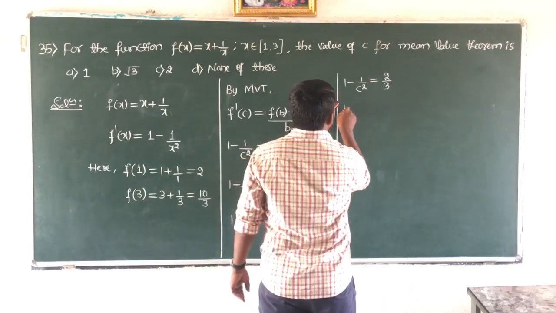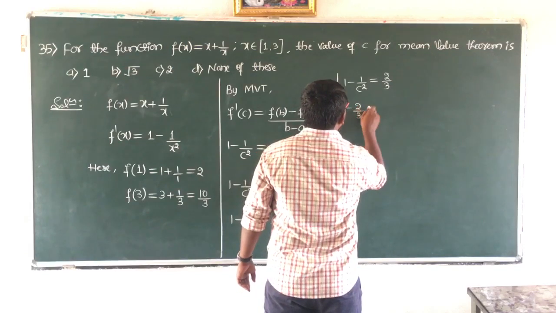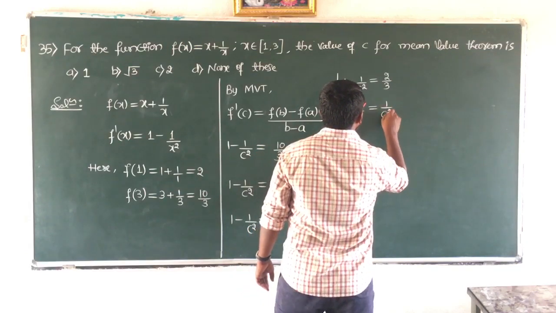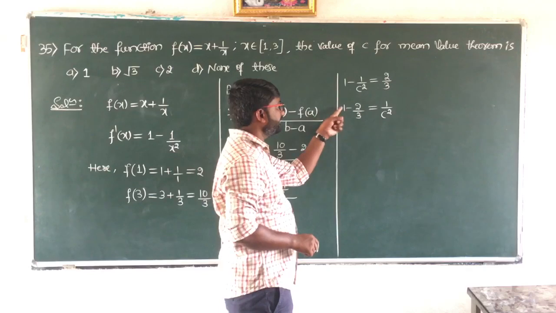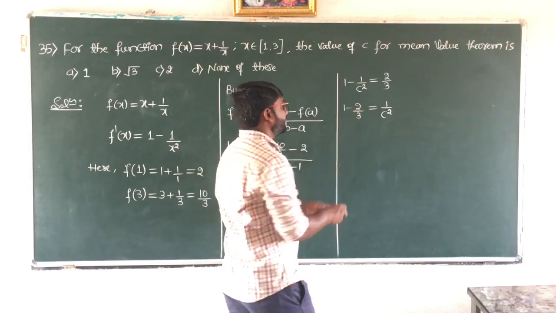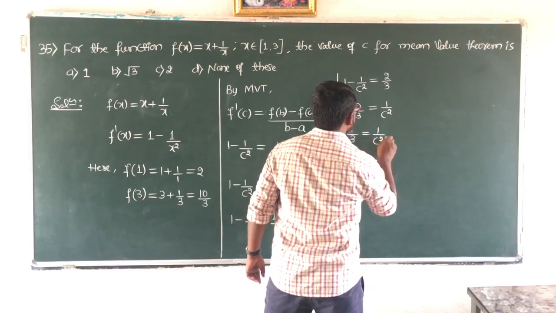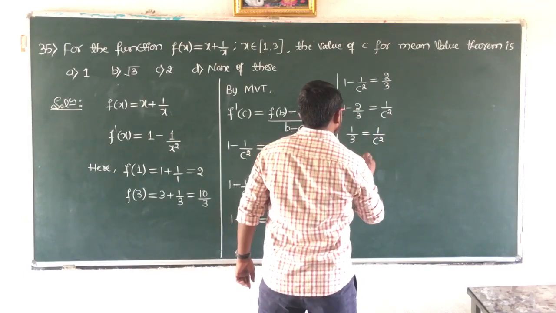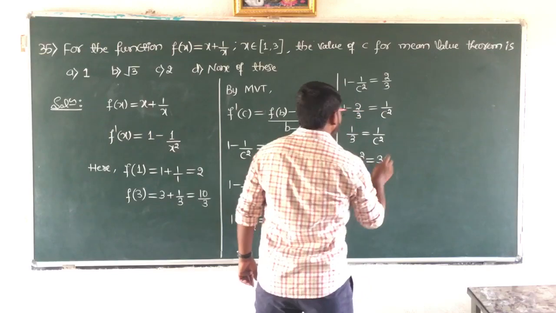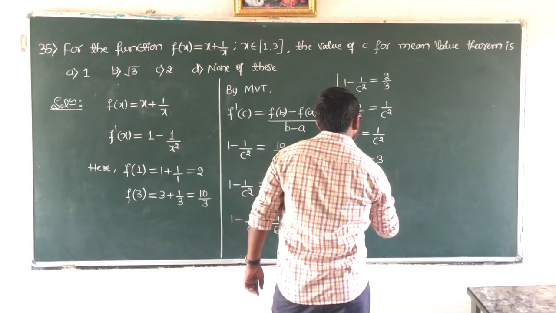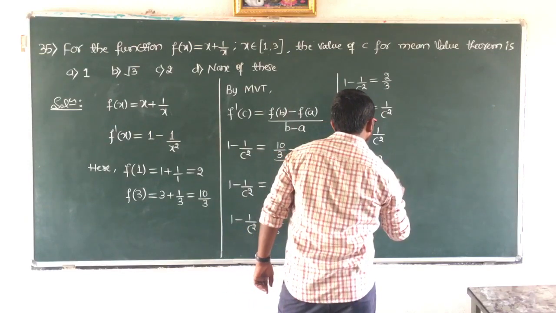Then 1 minus 2 by 3 is equal to 1 by c square. Take up the LCM now: 3 multiplied with 1, 3 minus 2 is 1. So 1 by 3 is equal to 1 by c square. This implies c square is equal to 3. Therefore c is equal to plus or minus root 3.